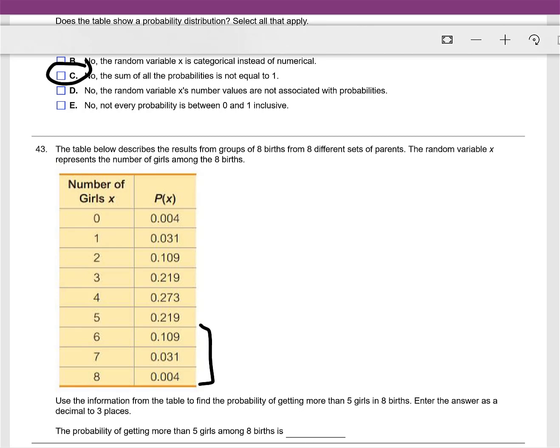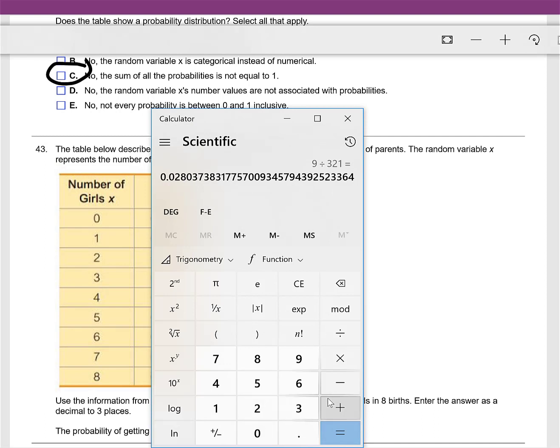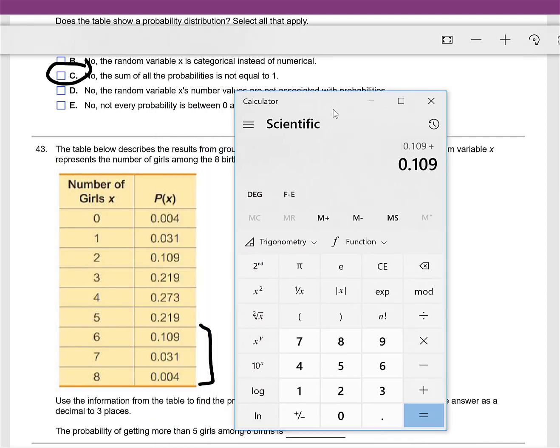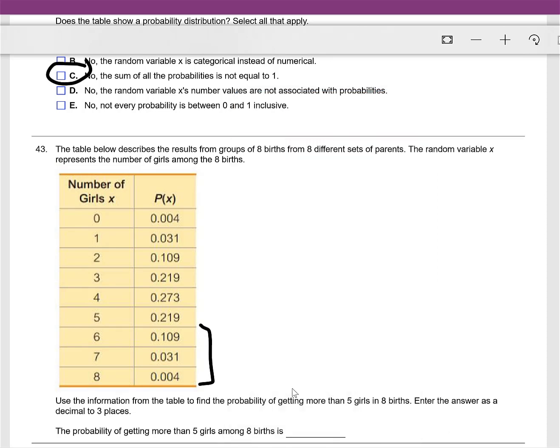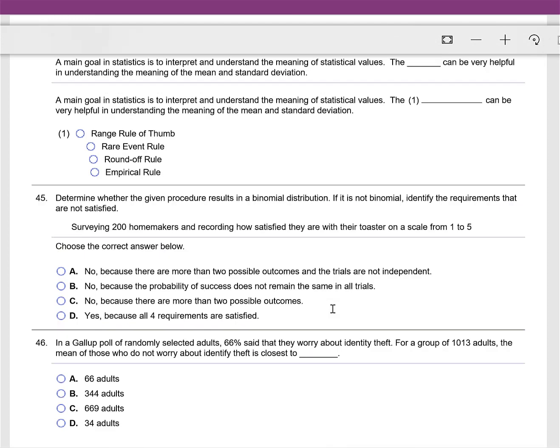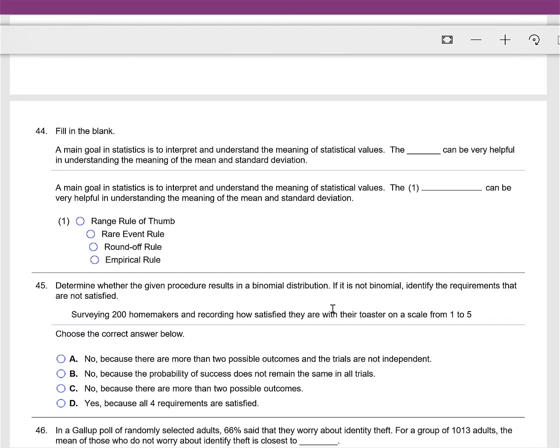Let's check on our calculator. So 0.109 plus 0.031 plus 0.004, 0.144. So all I did was read that right off of the table. 0.144. All right, and the main goal in statistics is to interpret and understand the meaning of statistical values.